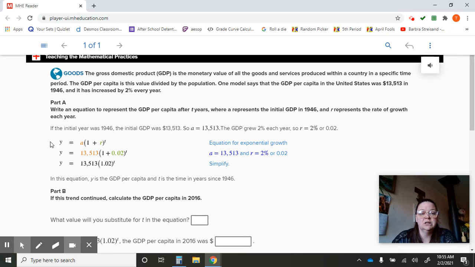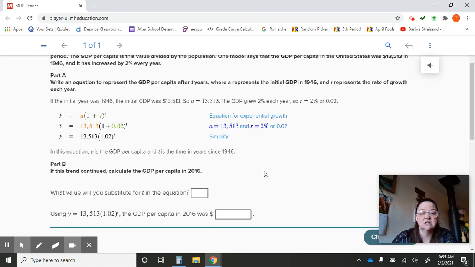So plugging those numbers into our framework here, we have y equals A times the quantity 1 plus R to the T value. So we've got 13,513 for A and 0.02 for R. When we simplify, that gives us y equals 13,513 times 1.02 to the T power. In this equation, y is the GDP per capita and T is the time in years since 1946.